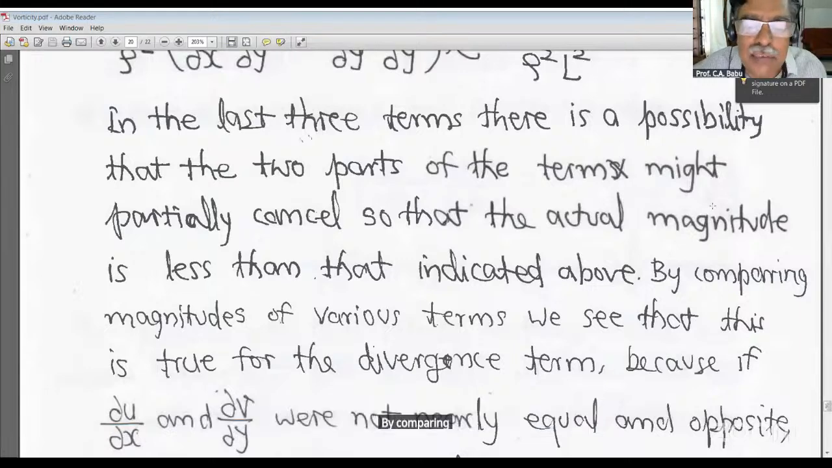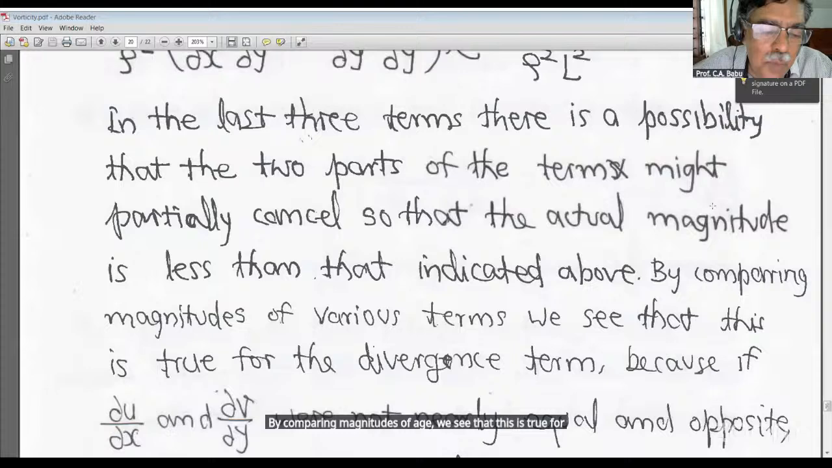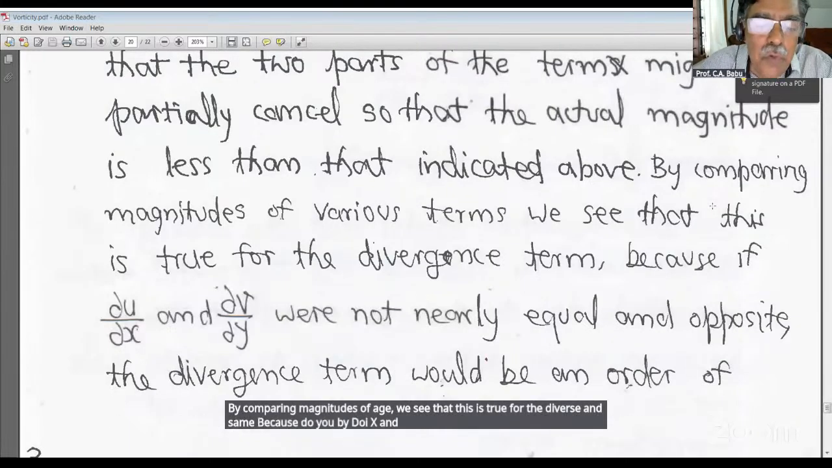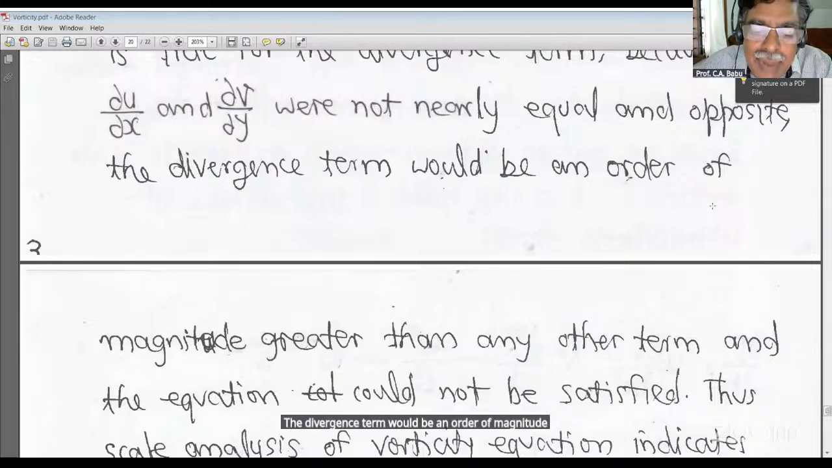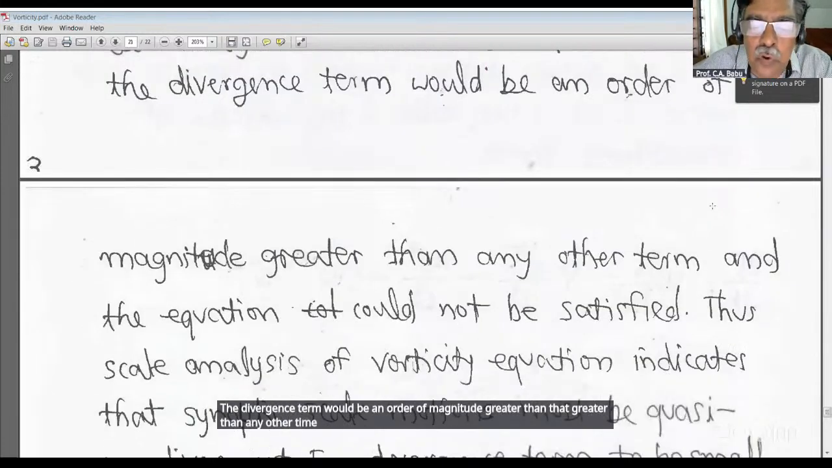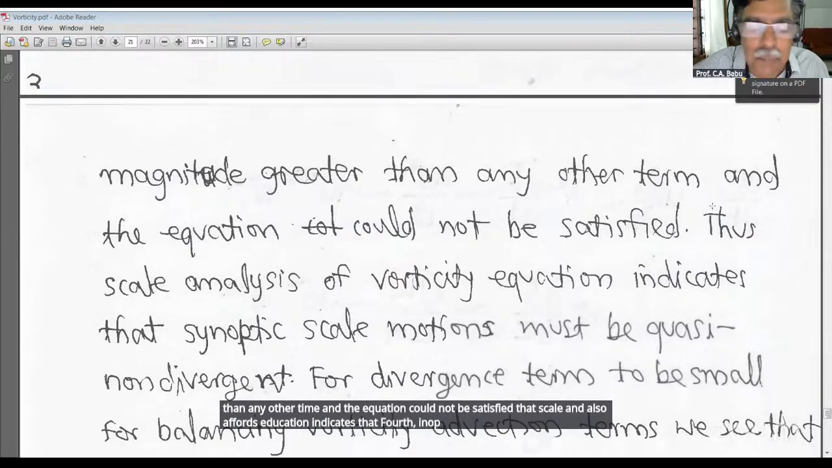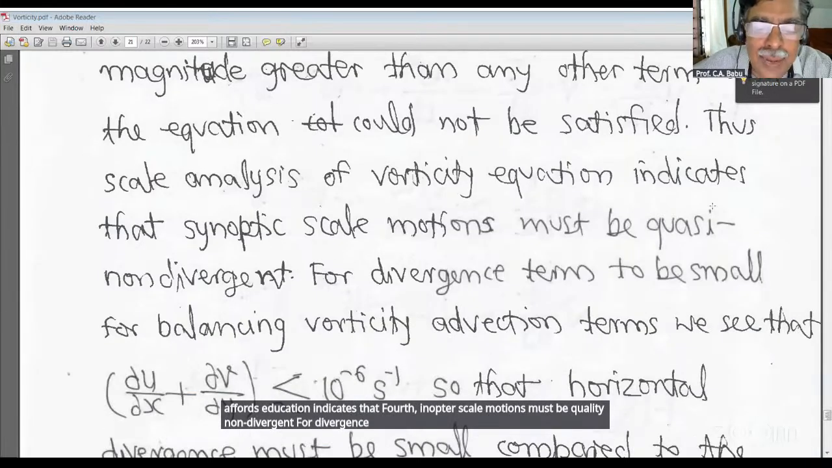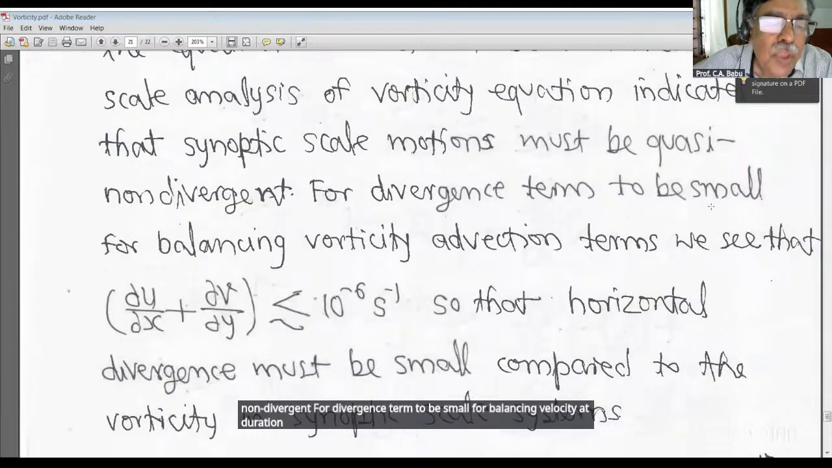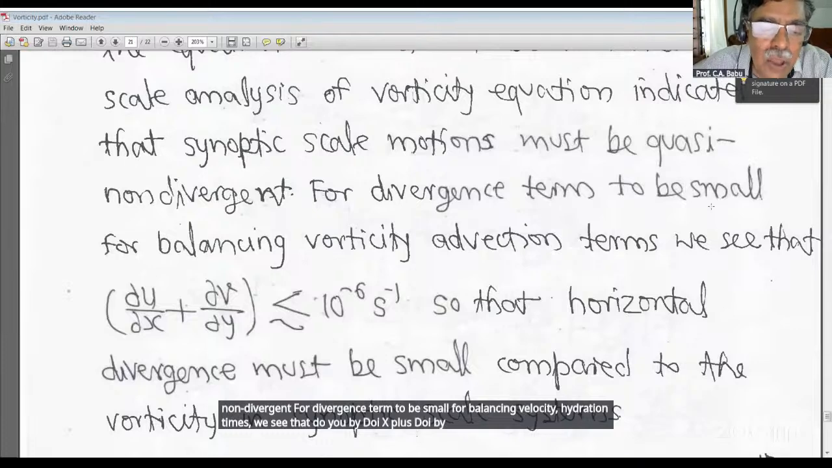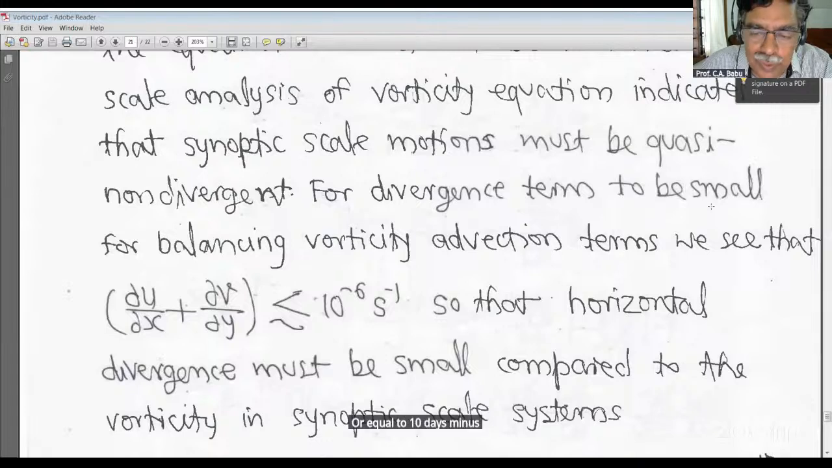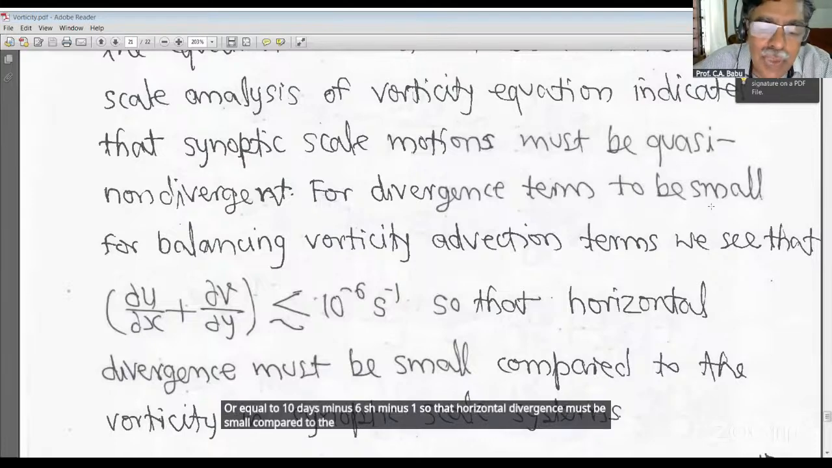By comparing magnitudes of various terms, we see that this is true for the divergence term, because dou u by dou x and dou v by dou y are nearly equal and opposite. Otherwise, the divergence term would be an order of magnitude greater than any other term, and the equation could not be satisfied. The scale analysis of the vorticity equation indicates that synoptic scale motions must be quasi non-divergent for the divergence term to be small. For balancing vorticity advection terms, we see that dou u by dou x plus dou v by dou y is less than or equal to 10 raised to minus 6 s raised to minus 1, so that horizontal divergence must be small compared to the vorticity in synoptic scale systems.